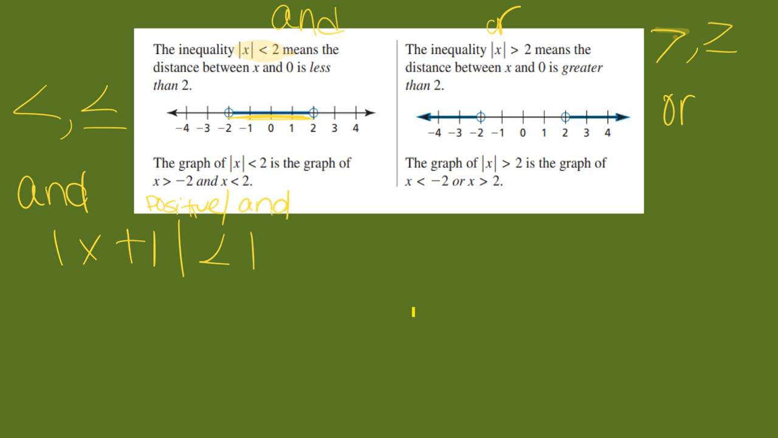It's going to be "and." Did we establish that the inside of the absolute value could be negative or positive and still come out positive? Yes. So that means we're going to have x plus 1 is less than 1, and x plus 1 is greater than negative 1.